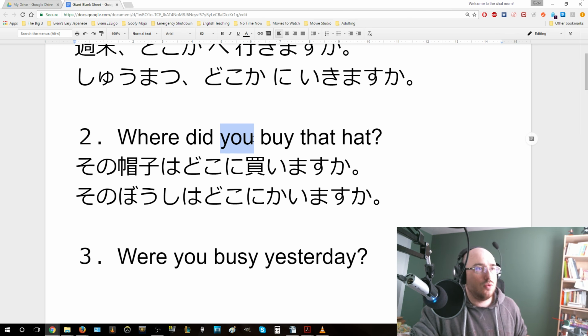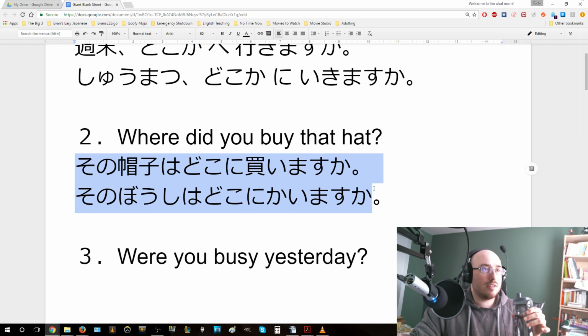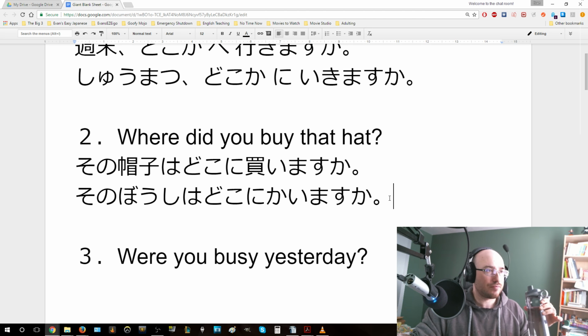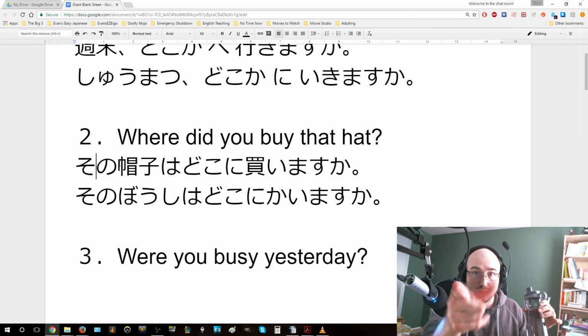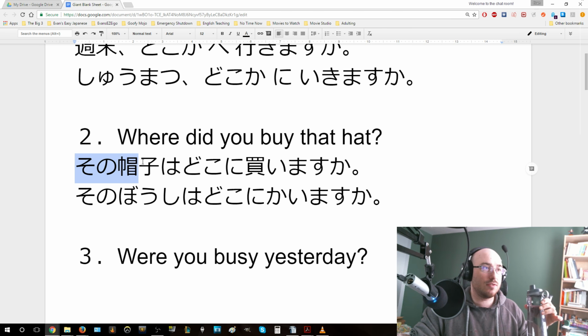Notice you is the correct subject. The thing that bought the hat is you, and thus that be what we talk about. That's the subject of the sentence. He was smart enough not to put the you in this conversation. Fantastically done in this sample sentence. Sono boshi, that hat. Perfect. Because we're talking to you, sono is the correct marker for boshi. That hat. That's on you. The second person pronoun marker.